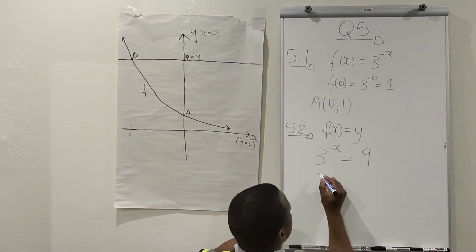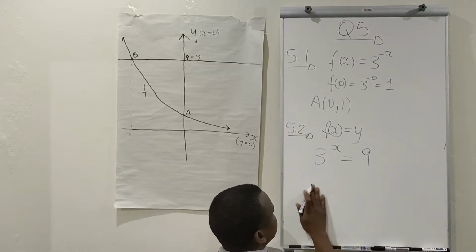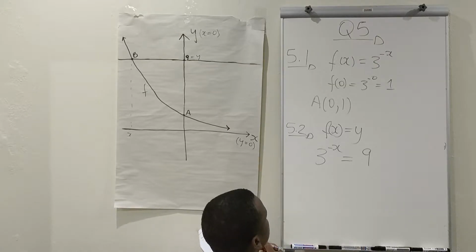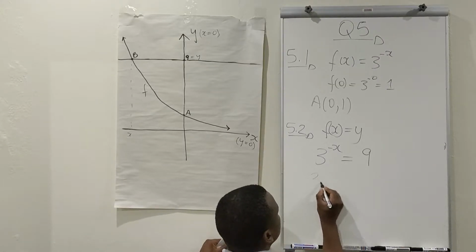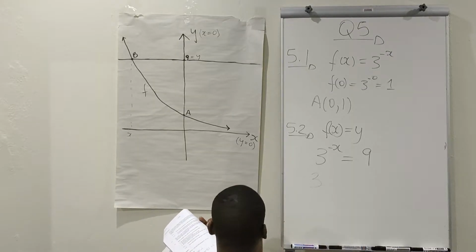So you say 3 raised, so we need a new marker. This one is even worse. This one is even permanent. Oh, I'm in trouble.